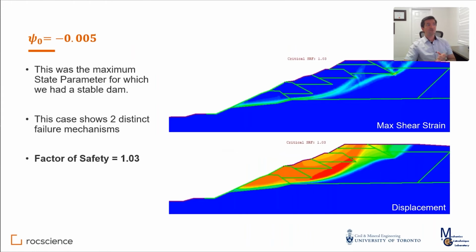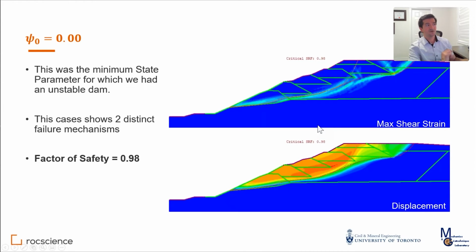If I'm looking at one of those models that actually converged using the Norsand model, with the initial state parameter of -0.005, SSR is predicting a factor of safety of 1.03. So even SSR is confirming that this was stable, with a factor of safety of 1 plus some value. We are looking at maximum shear strain here and displacement here. If it was going to fail under this shear strength reduction, you can see two distinct failure modes. One is this one, and the other one is this one in this domain.